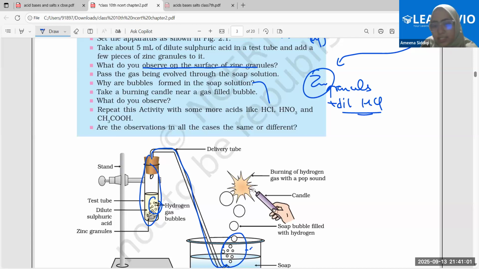Now, how do we test what gas has been produced? What is the name of this test? First of all, it's the pop sound test. Yes.